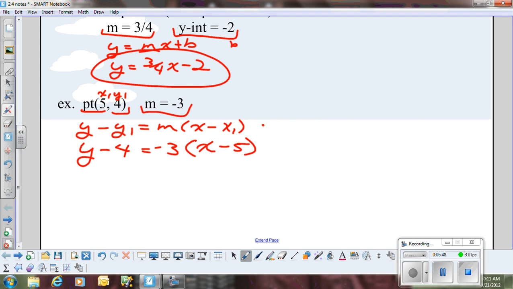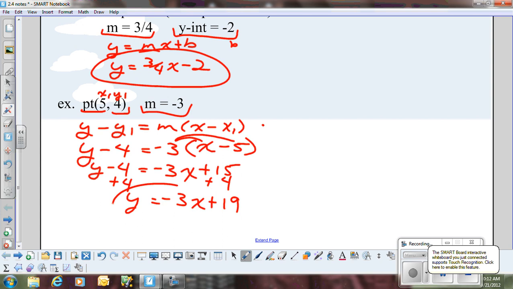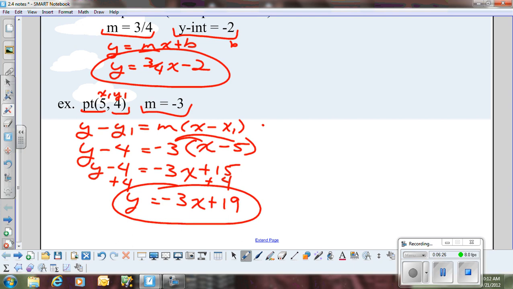Okay, this is not your final answer. You have to put it into slope-intercept form, so you're going to distribute your -3. You get y minus 4 equals -3x plus 15. You're going to add 4 to both sides, and you get y equals -3x plus 19. That's your final answer, and that's the form that I want your final answers to be in. Okay, questions on that? One more page.